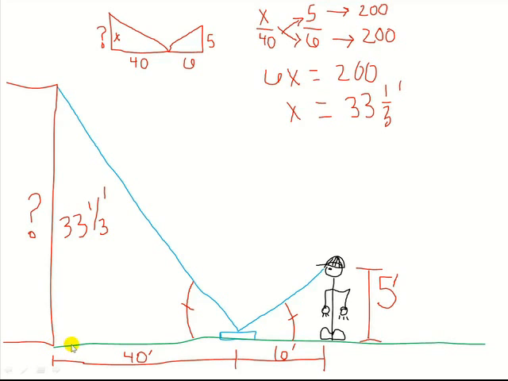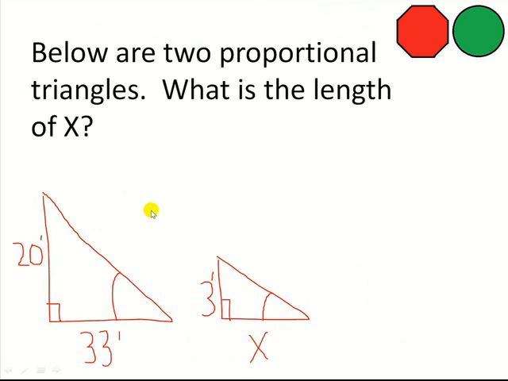Look at it and see if it makes any sense. In other words, the distance from the center of the mirror to the guy's feet is 6 feet, and he's 5 feet tall. So that means the distance from the mirror to the base of the building is 40 feet, so we should be looking for an answer that's a little bit less than 40. And it turns out 33 1/3 feet is less than 40.